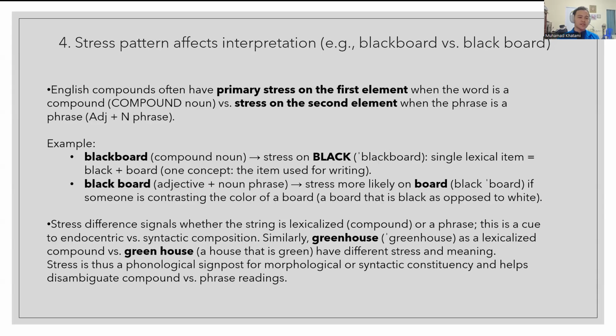Stress pattern affects interpretation. English compounds often have primary stress on the first element when the word is a compound noun, versus stress on the second element when it is a phrase, such as an adjective plus noun phrase. For example, blackboard, a compound noun, has stress on "black," which is a single lexical item, black plus board, one concept: the item used for writing.